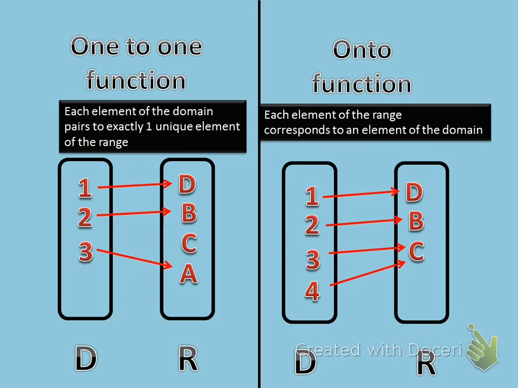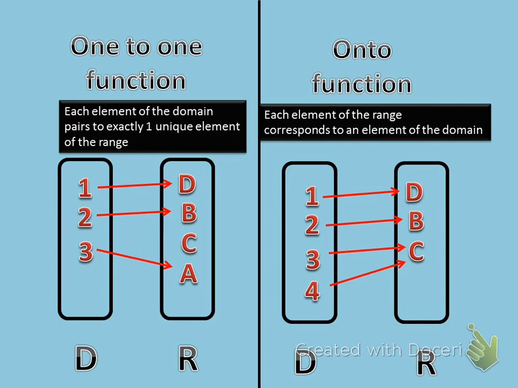Alright. Onto kind of goes the other way. Alright, one-to-one talks about the x's with the y's. Onto kind of talks about the y's with the x's, because it goes like that. Each element of the range corresponds to an element in the domain. Each element in the y's corresponds to an element of the x's.